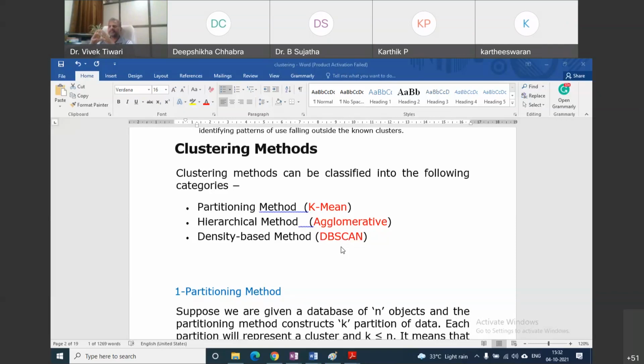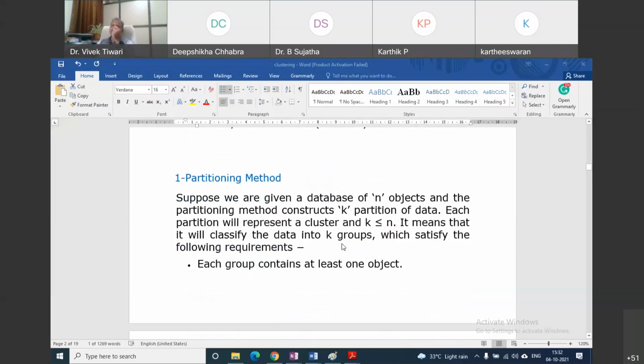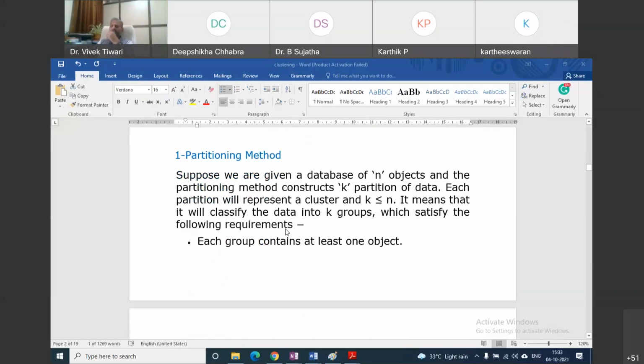With the limited time, we cannot cover all the methods, but we need to start somewhere. So I'm just picking a partitioning based method. Under the partitioning based method, I will explain k-means clustering. What does the partitioning based method talk about?